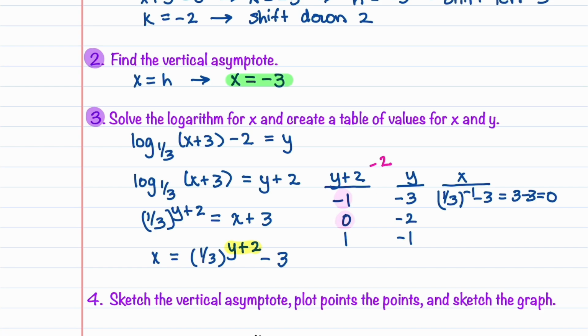Now let's let y plus 2 equal 0. So this becomes 1/3 to the 0 minus 3. Any number to the 0 is 1, so we just have 1 minus 3, and that gives us -2. And then lastly, our y plus 2 is 1, so this is just 1/3 minus 3. And I'm going to write this as a -2 and 2/3, just so it's easier to plot. Now let's go ahead and highlight our values. We have x is 0, y is -3, x is -2, y is -2, and then x is -2 and 2/3, and y is -1.